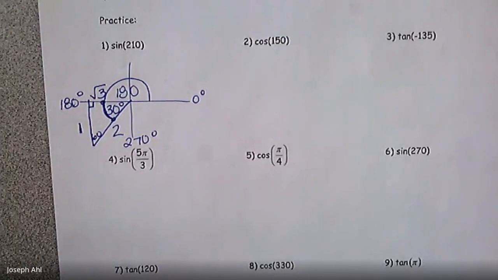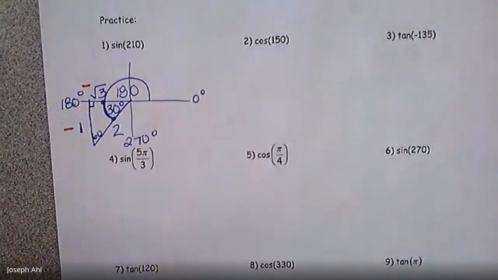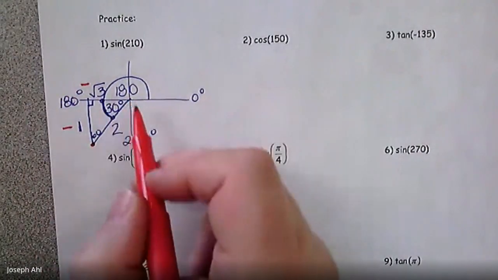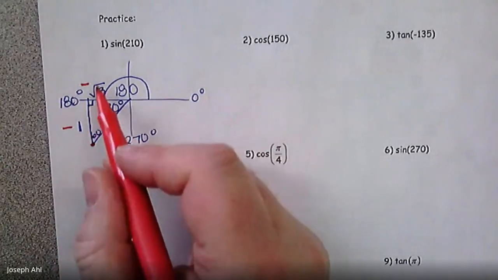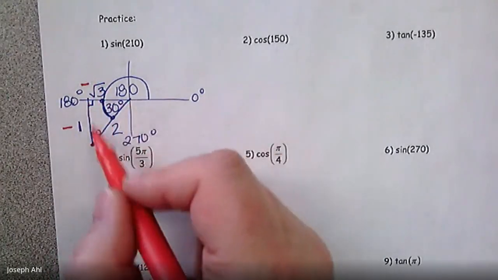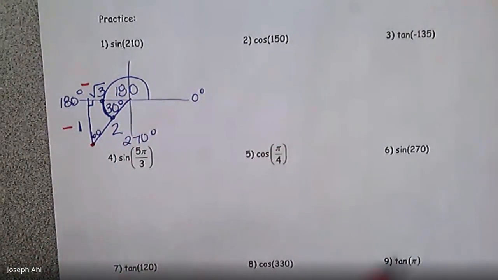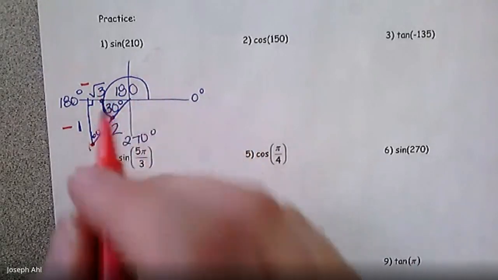Before I fill in the ratio for sine of 210, I'm going to do two things. I'm going to label both of these as negatives. When you're at a point in quadrant 3, to get there, you went left and down, both of which are negative directions. So putting negatives on those legs is pretty important. I never label the hypotenuse with a negative, just a general rule of thumb, but the legs, depending on which directions you're going in, may need negatives.